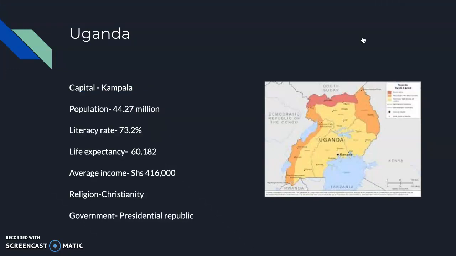The capital of Uganda is Kampala. The population is 44.27 million, which consists of 50% male and 50% female. The literacy rate is 73.2%. Life expectancy is 60.182, which has increased over the years. Average income is SHS, which is the currency in Uganda, 416,000. Religion is mostly Christianity, but also Roman Catholic, Protestant, and Muslim, and the government is a presidential republic.